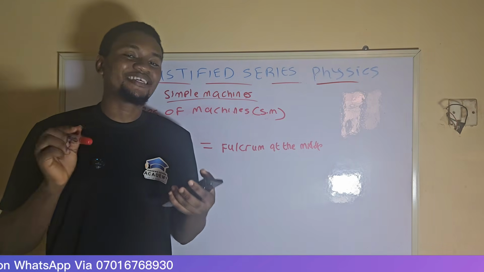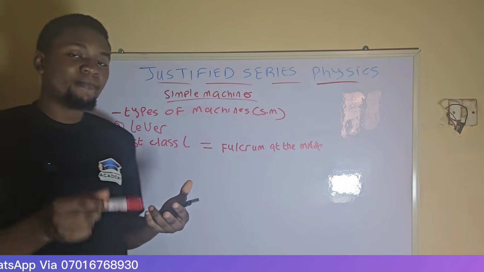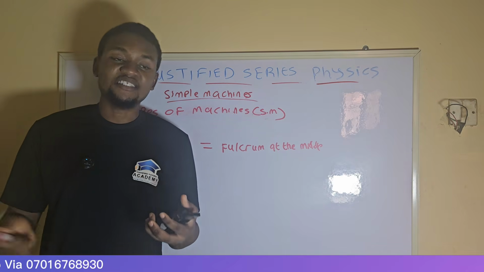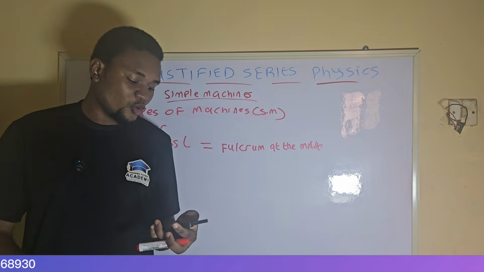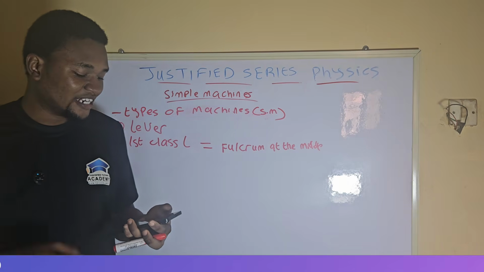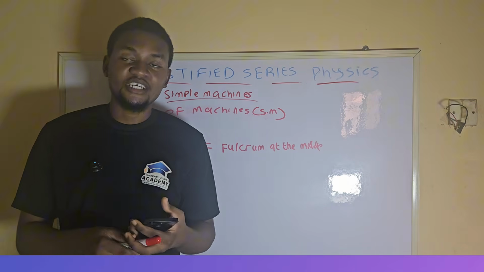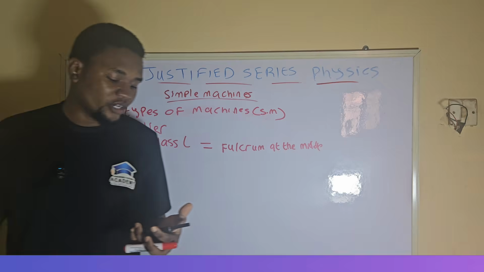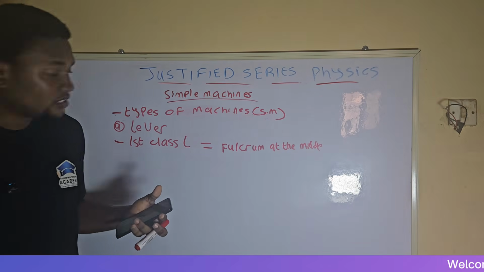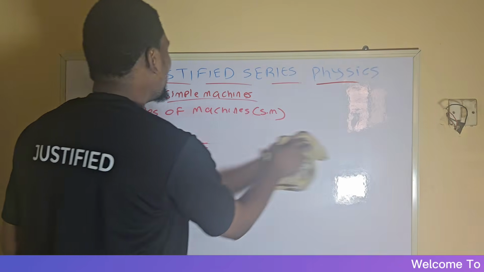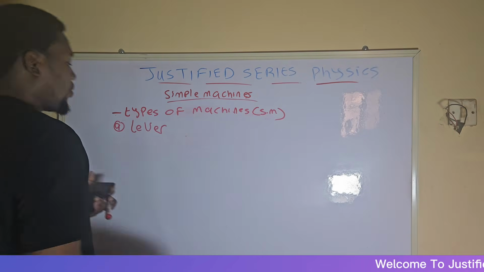And then for second class lever, we have wheelbarrow, nutcracker, etc. Find the others. And then for third class lever, we have the human arm, the tweezers, and the fishing rod. Do your research on the others. So the next one we now have here for types of machines is the pulley system. Yes, we have the pulley.